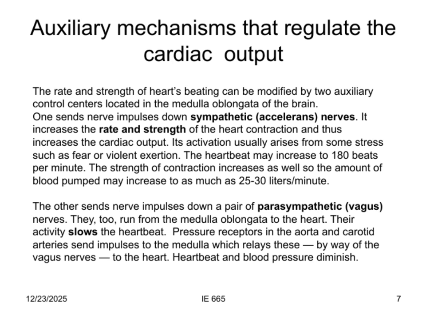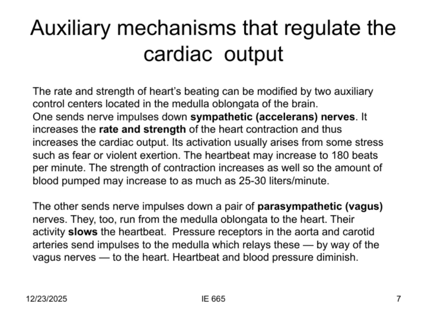This sympathetic activation usually kicks in during stressful situations, like when you're feeling fear or engaging in intense physical activity. In fact, your heartbeat can ramp up to around 180 beats per minute, and the force of each beat can increase so much that blood flow can reach as high as 25 to 30 liters per minute, quite a significant boost. On the other hand, there's the parasympathetic system, which involves the vagus nerves.